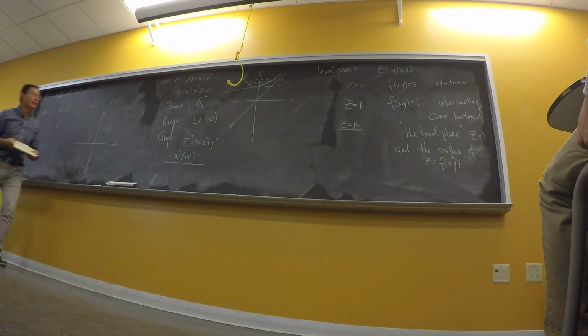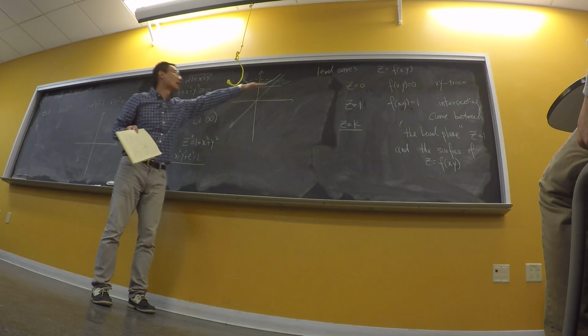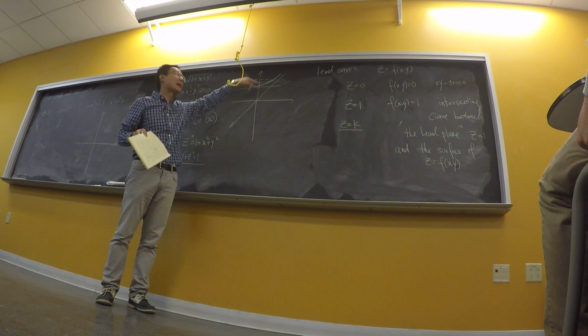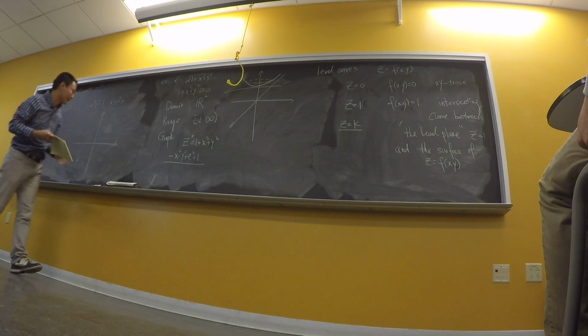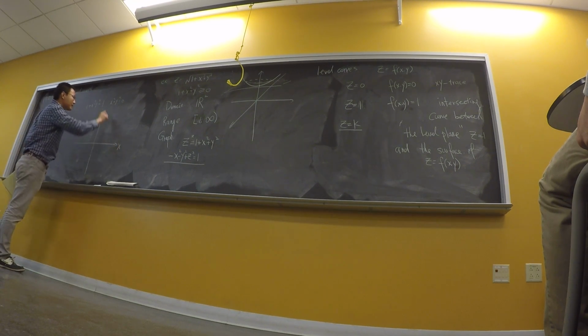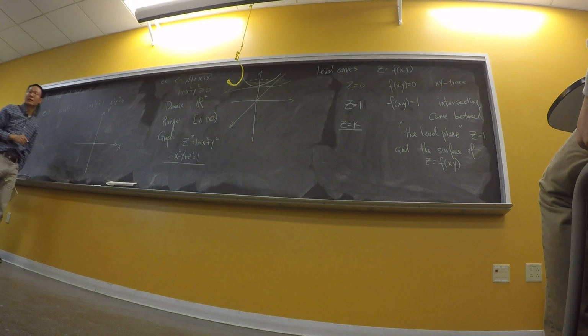So even though it is the intersection between a level plane and a surface, I can indeed draw this curve, a degenerate curve, back onto the xy plane. So on the xy plane, this is the level curve at z equals 0.